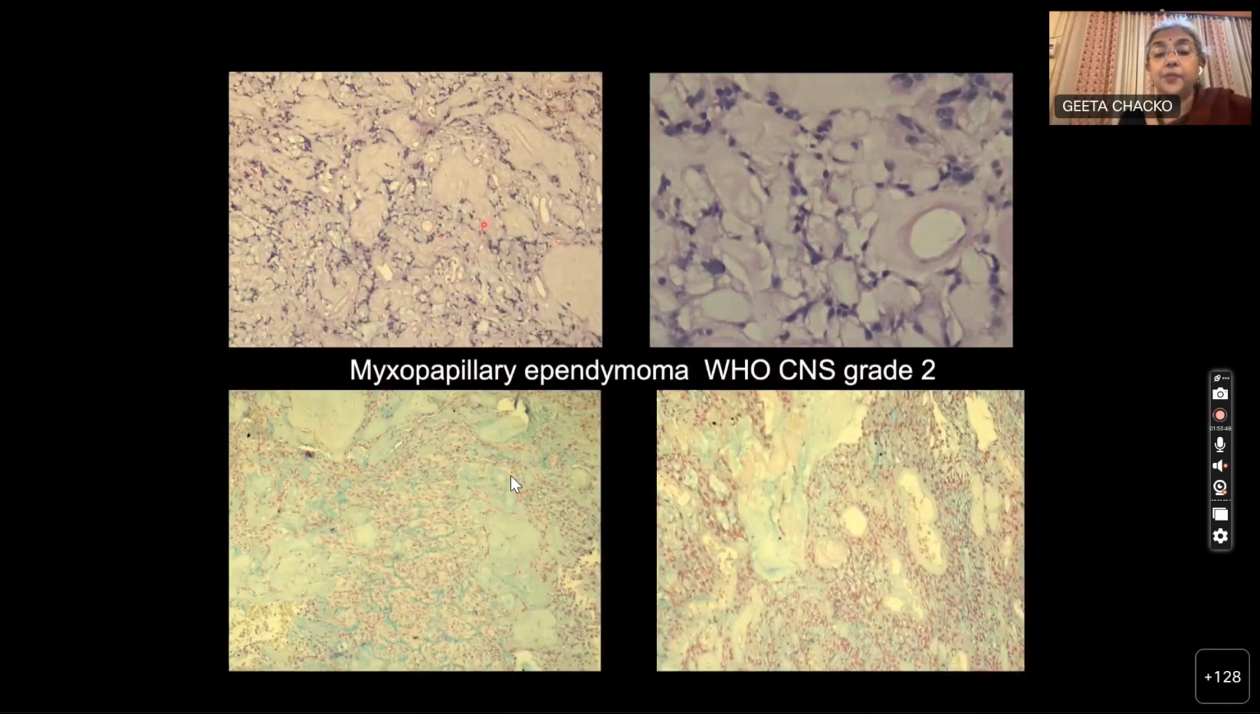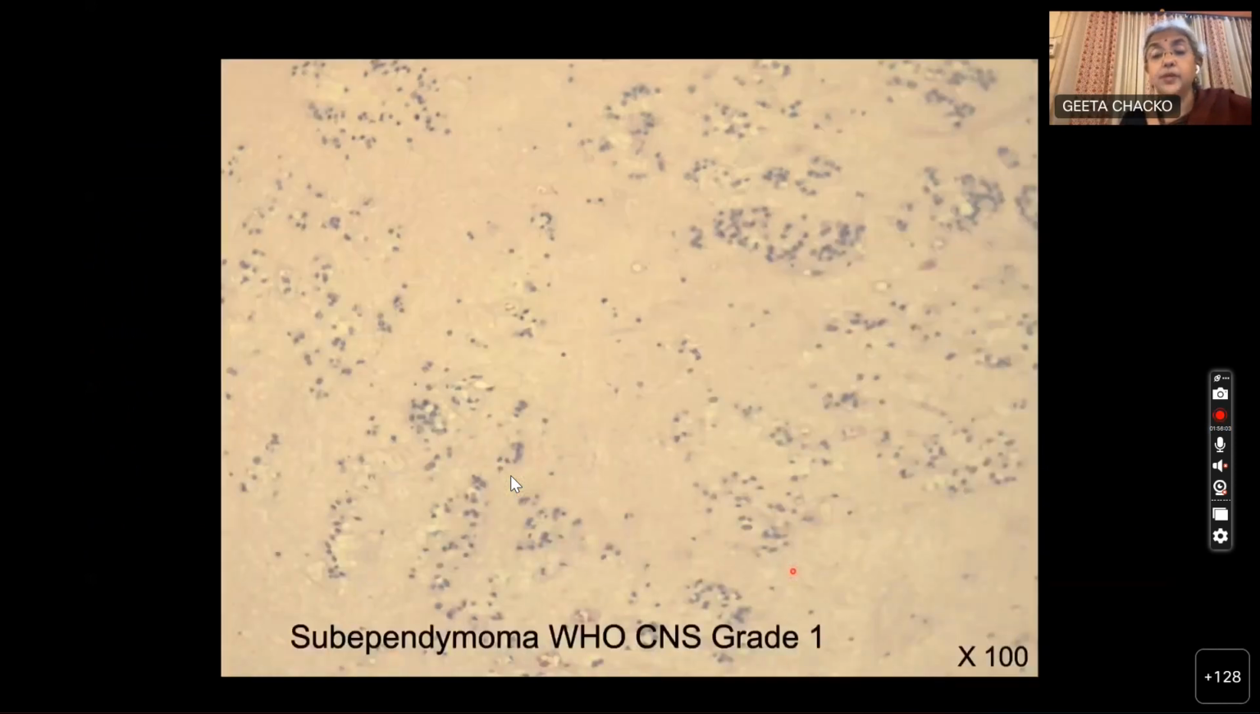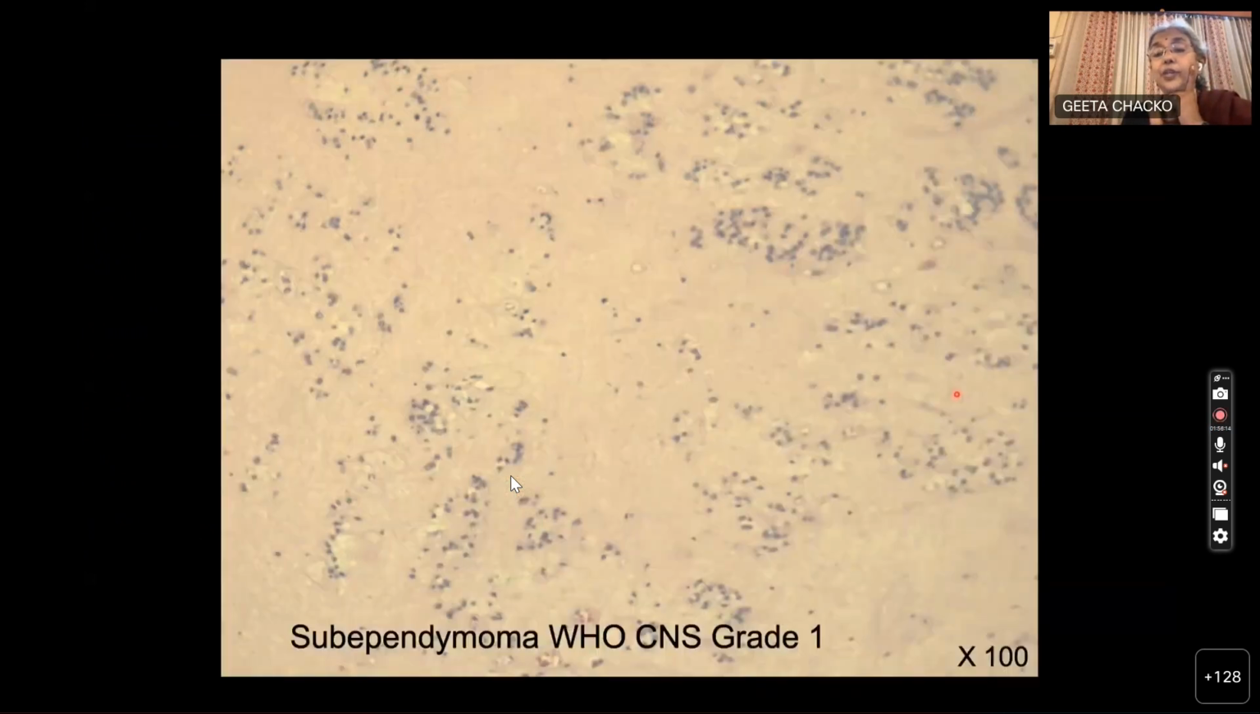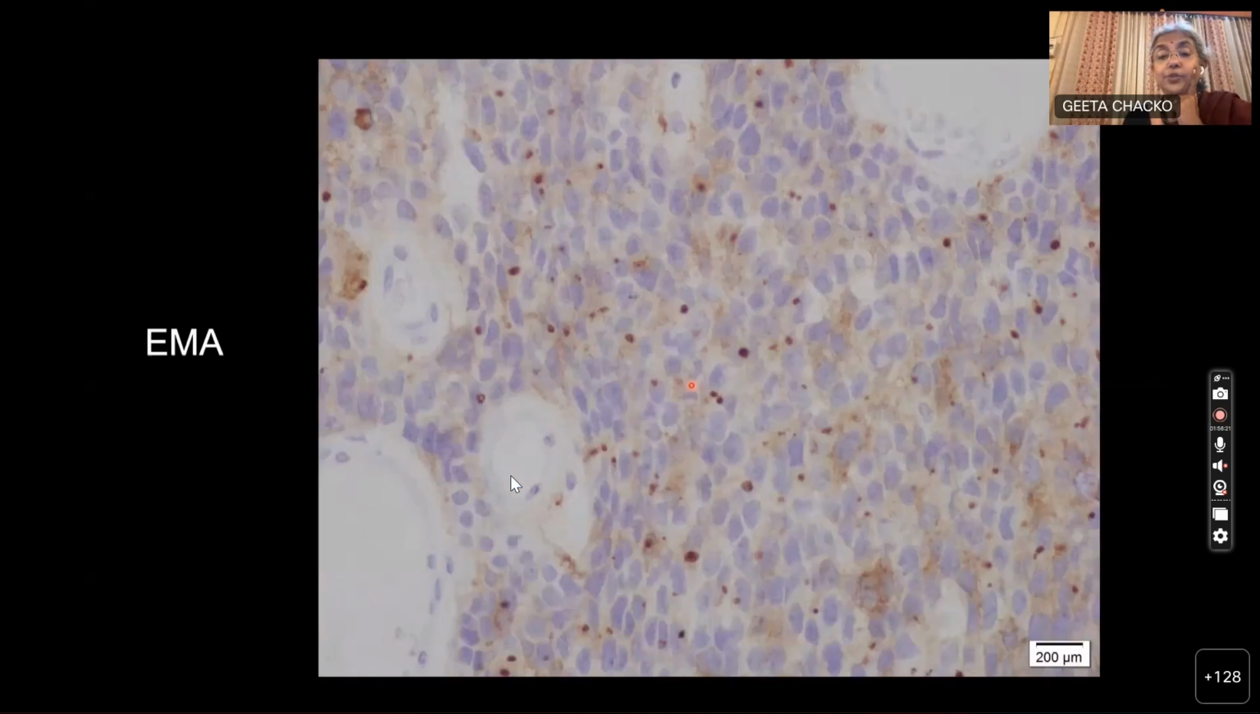Myxopapillary ependymoma, just to complete the whole thing on ependymomas, they don't necessarily look papillary; they have this myxoid collar around vessels with this bluish background, and that stains positive with Alcian blue. They used to be called grade 1 tumors. It's important to know now that they start at grade 2. Myxopapillary ependymomas start at CNS WHO grade 2. And subependymomas, whether they're supratentorial, posterior fossa, or spinal, are grade 1 tumors.